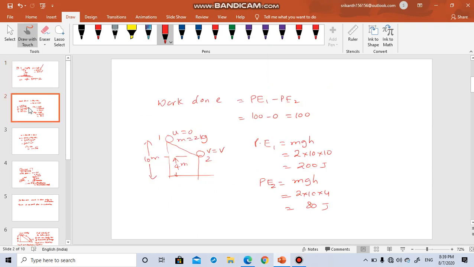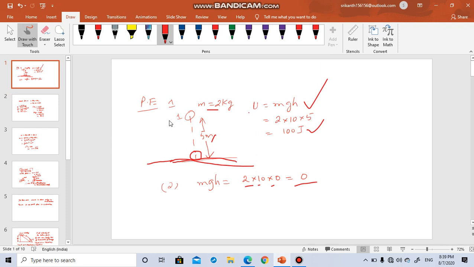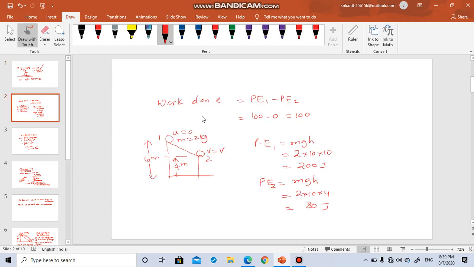Now tell me something. Suppose this block from here came to here. Definitely some work must be done. Without doing any work, just by magic it will not come, right? From location 1 to location 2, location 2 is on the ground, location 1 is in the air. Some work must be done. So that work done can be expressed as the difference of potential energies. Here 100 minus 0, PE1 is 100, PE2 is 0, so 100 joules.